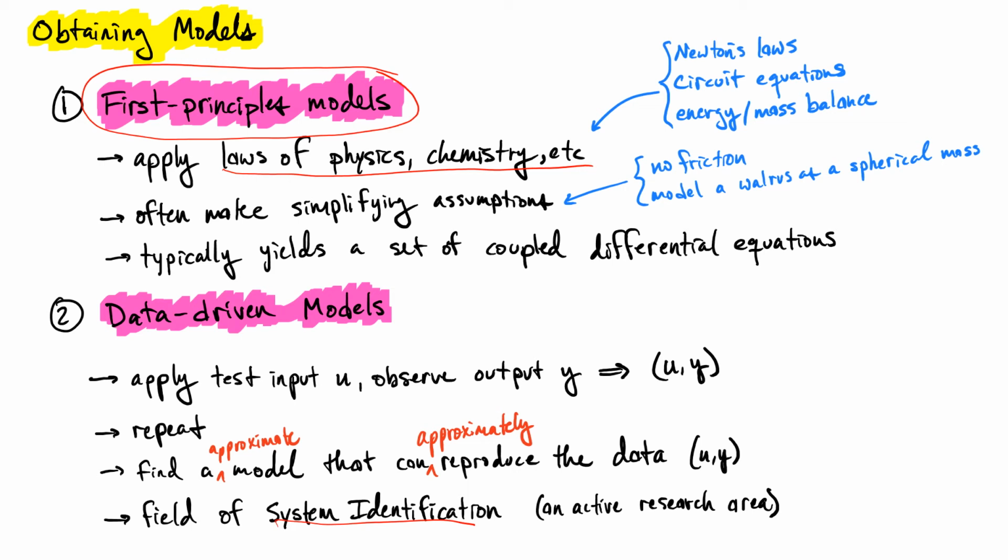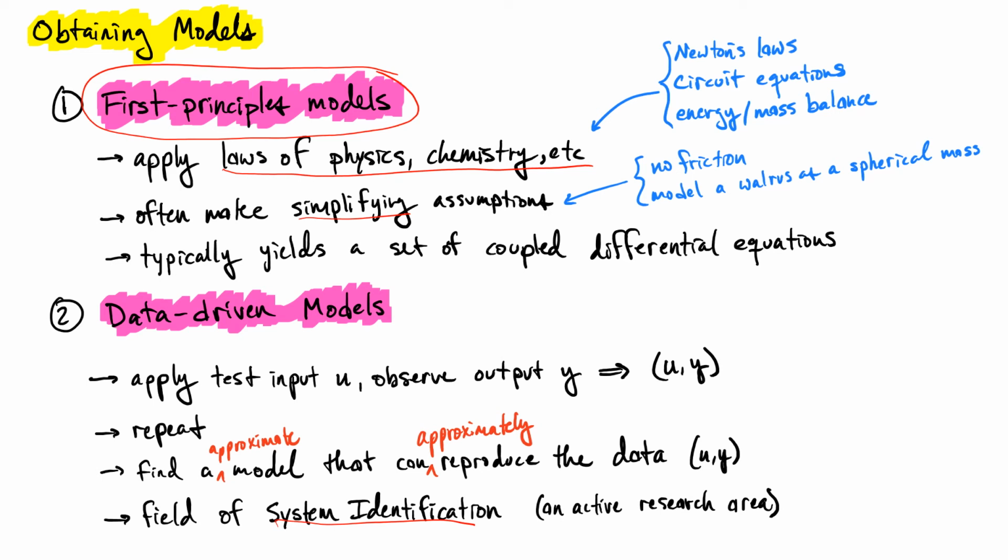In order to apply these, we often do have to make some sort of simplifying assumptions. Sometimes we can add some more complicated terms, but oftentimes we do assume away some of them. And ultimately what this yields is some set of differential equations, and typically they're coupled, which means that variables in one differential equation appear in another one, so we can't solve them independently.